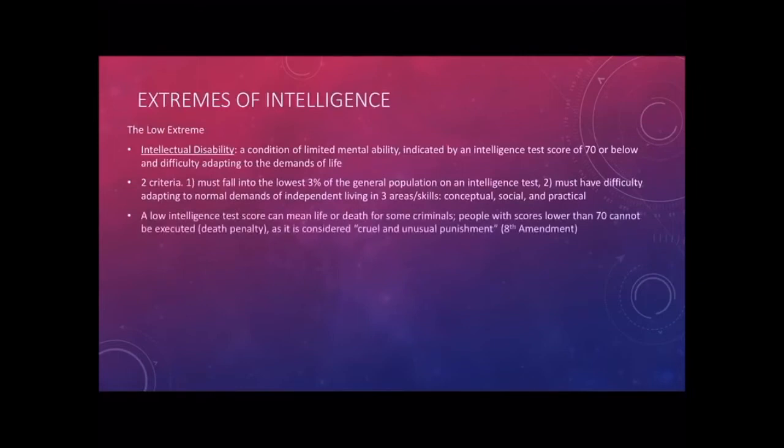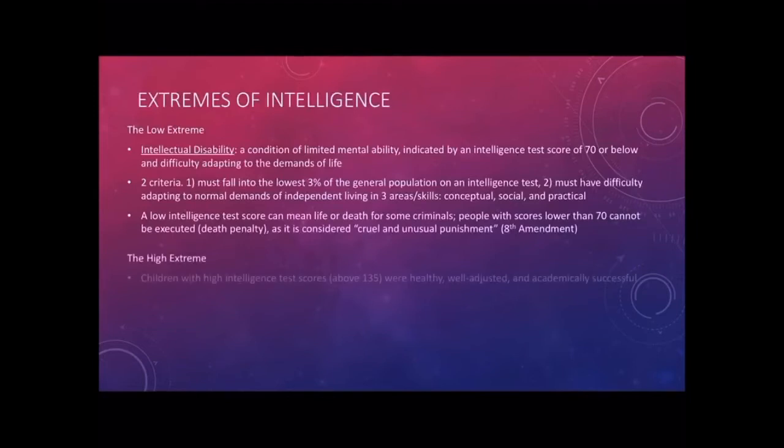A low intelligence test score can be a really big deal. It can mean life or death for some criminals. People who score lower than 70 cannot be executed because it's considered cruel and unusual punishment. So that's interesting, especially if you're thinking about someone who's trying to plead insanity when they're not actually insane. What are the chances that they would be able to fake a low score on an intelligence test and get out of the death penalty on a false claim?